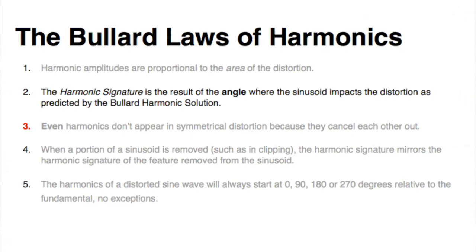I told you in previous videos that nobody, absolutely nobody, knows about Bullard Laws of Harmonics number 2, and that is that the spectral image of a distorted wave depends on the phase angle where the distortion happened. So that harmonic signature, as I call it, depends exactly on the phase angle and nothing else.